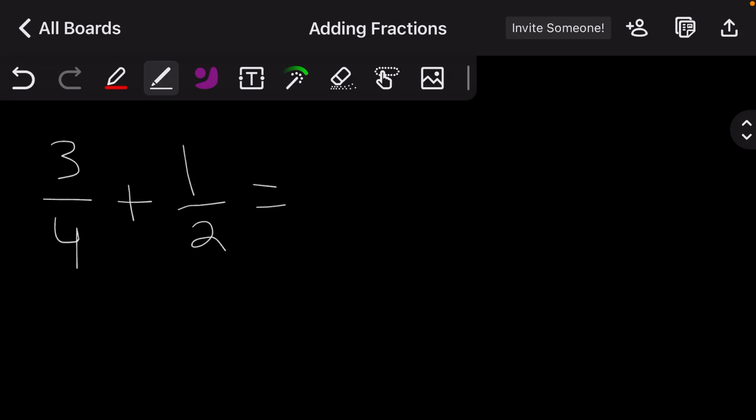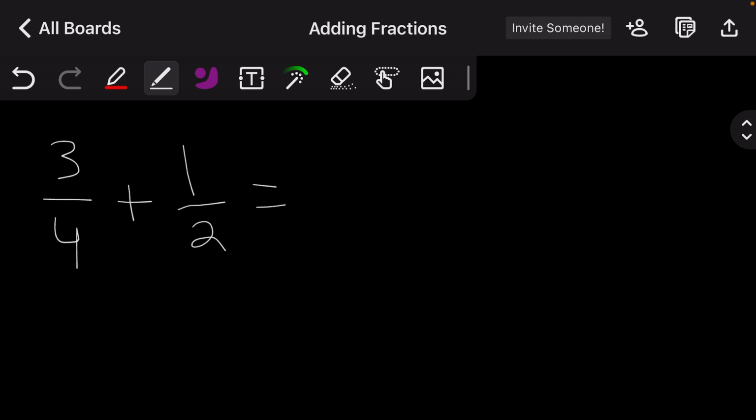So we're being asked to add these two fractions: 3 over 4 plus 1 over 2. So the first thing that we want to notice is to look at the denominator of both of these fractions.